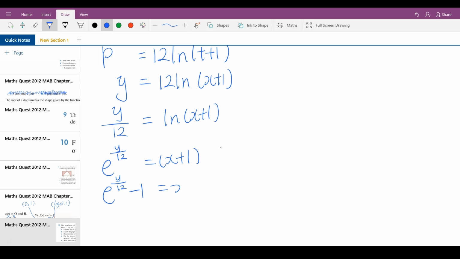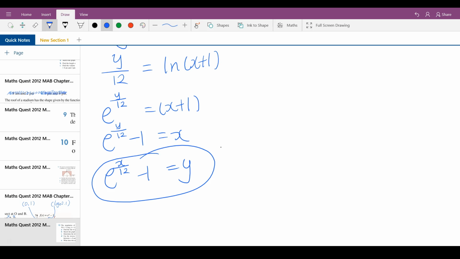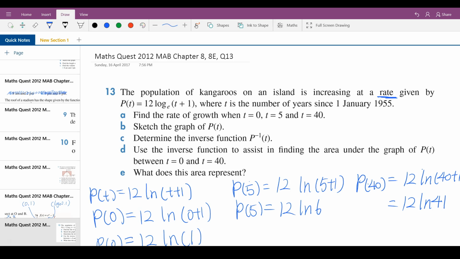And last bit, you just move the 1 to the other side, which gives you minus 1, which gives you x. Once you finish moving everything from the x side to the y side, you swap the x and the y. So it becomes e to the power of x over 12 minus 1 equals y. And that is the inverse. Okay, that's C. Let's go to D.